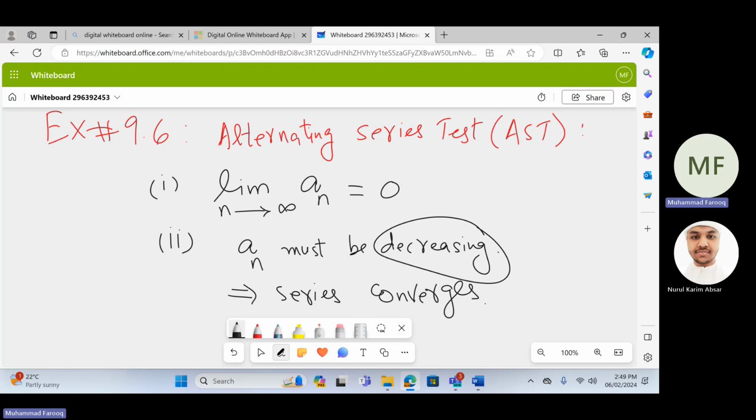Hope you understand the idea? I told you, if the first condition is not true, the series diverges. Okay, any other question? But what if it wasn't decreasing?